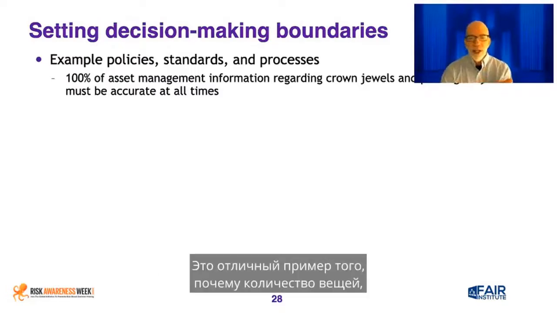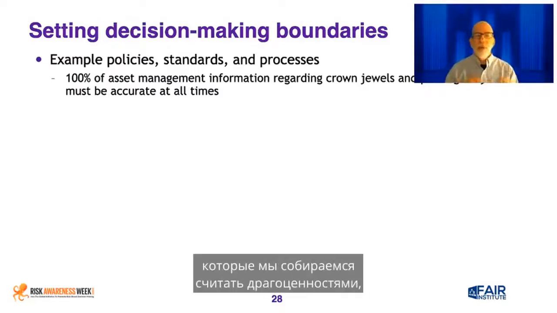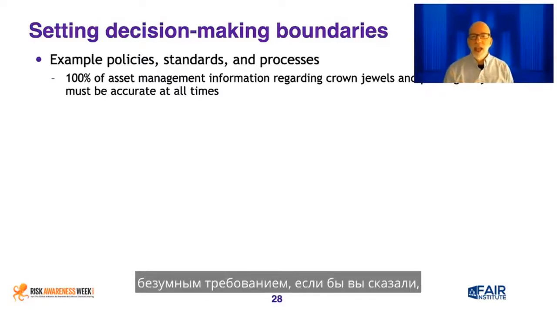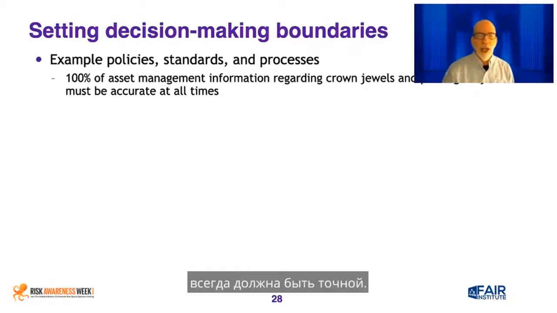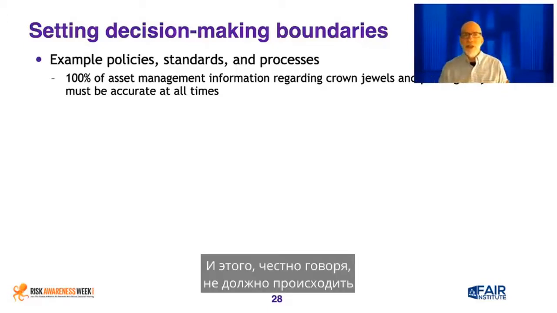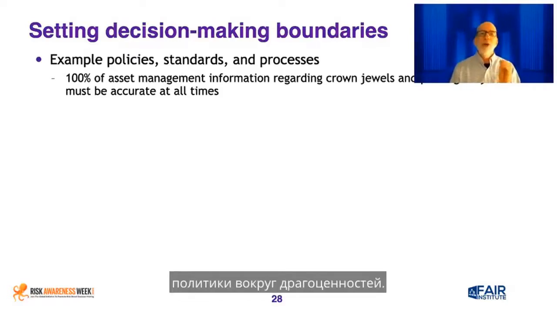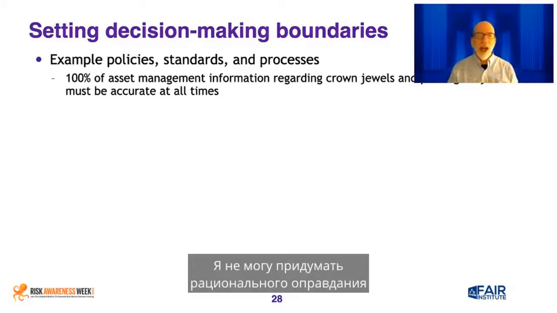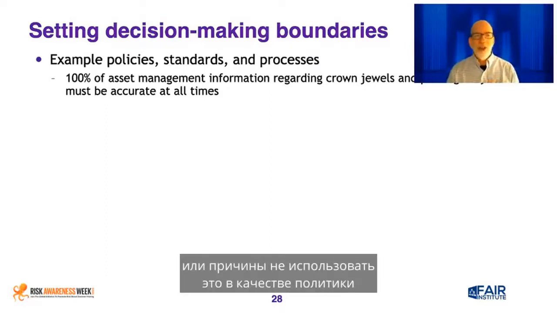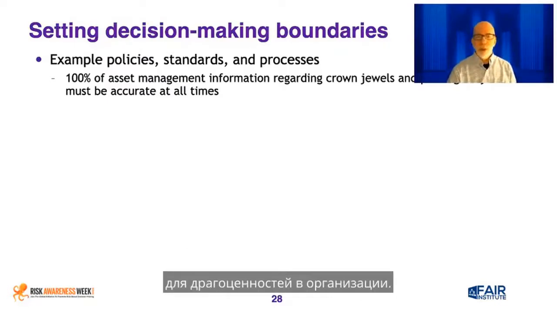Now, this is a great example of why we want the number of things we're going to consider crown jewels to be manageable, because this would be an insane requirement if you were to say all of our assets, all of the information has to be accurate all of the time. That's never going to happen. And it frankly doesn't need to happen from a risk management perspective, but it absolutely should be part of your policy around crown jewels. I can't think of a rational excuse or reason to not have this as a policy in an organization for the crown jewels.